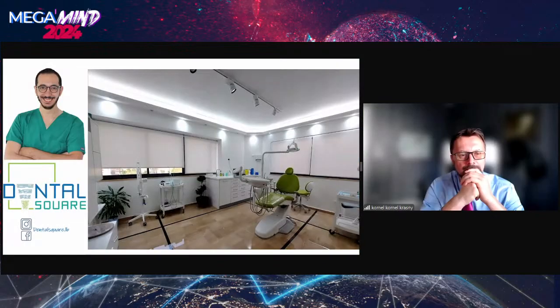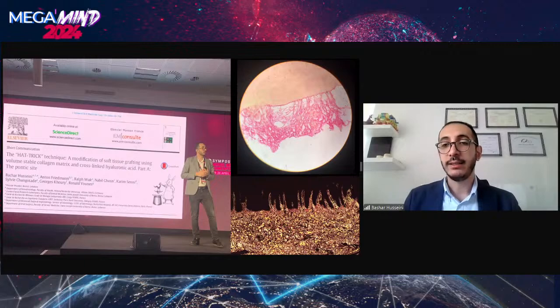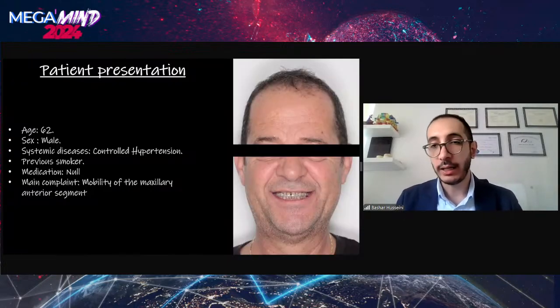That's my clinic, the Dental Square Clinic, located in Beirut, the heart of Lebanon. This clinic is specialized in oral surgery and implantology. From my first year at the university, I was known for my love and passion in histology and clinical application of different grafting surgeries. Our case today is Wael.